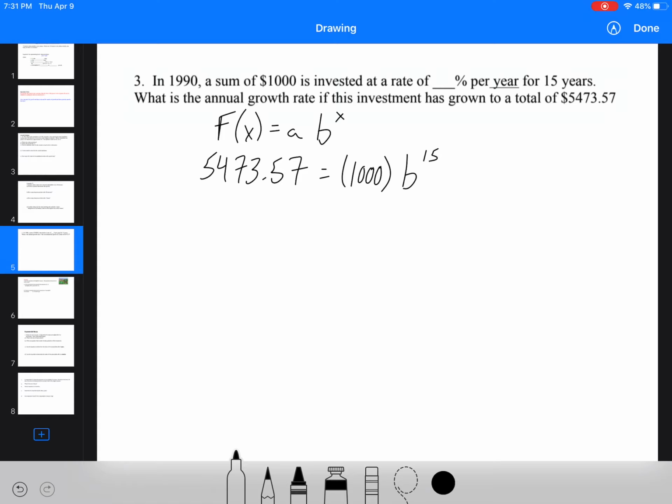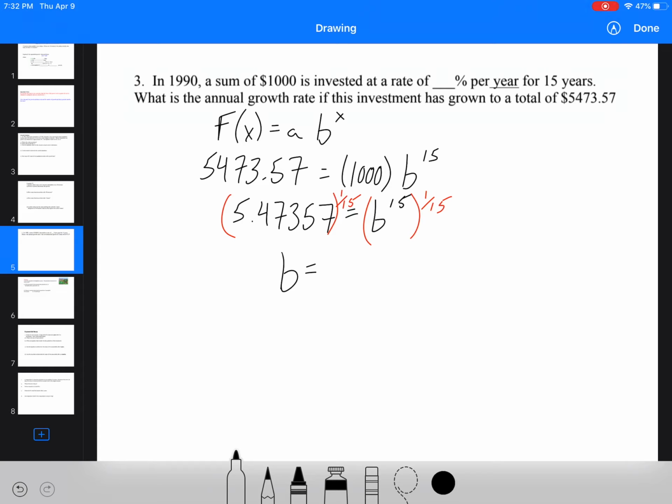So we're going to divide that 1,000 over. So we've got 5473.57 divided by 1,000, and that's going to give us 5.47357. I don't want to round until the very end. I've got B to the 15 because it's 15 years. Now, to get rid of that 15, I have to take the 15th root. So on both sides, we're taking the 15th root, or putting it to the exponent 1 over 15.